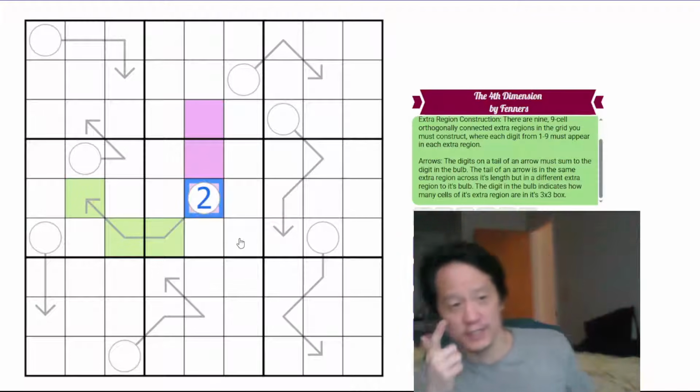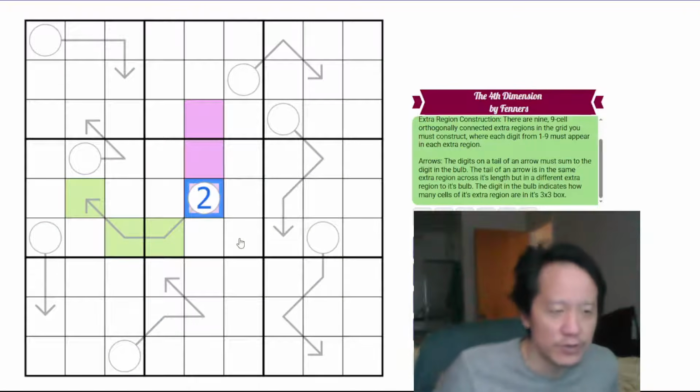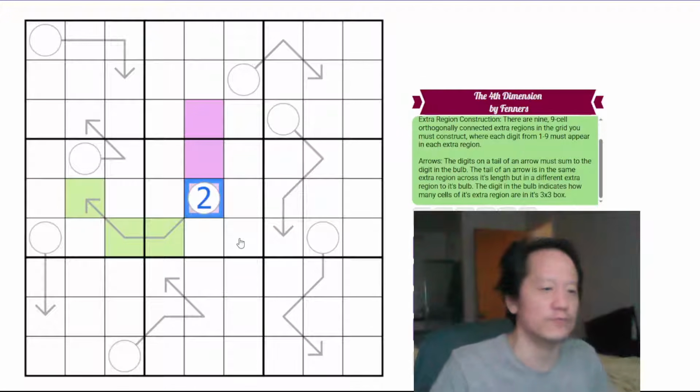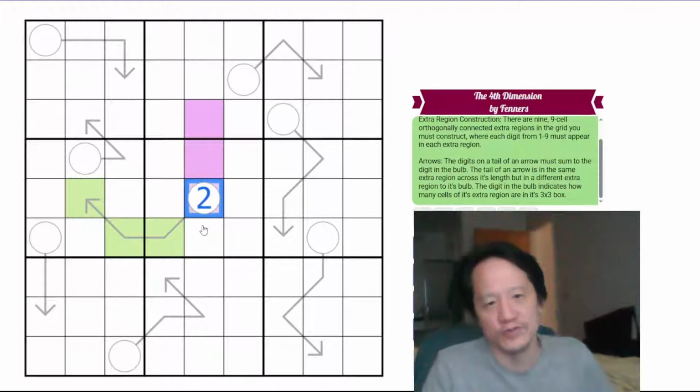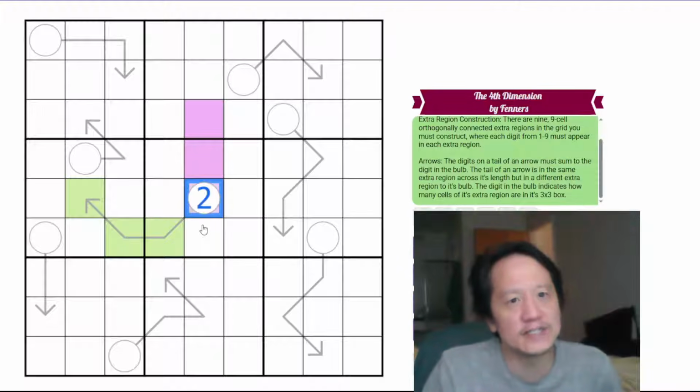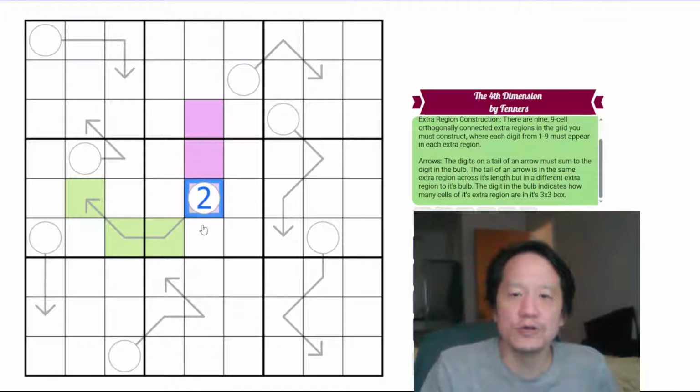Interesting. So this is chaos construction rules, but you also still have normal Sudoku restrictions involved too. Huh. Fascinating. And those are all the rules. If you'd like to play along, there's going to be a link in the description. And now I'm going to get started.